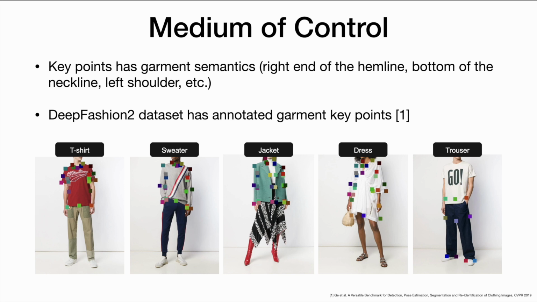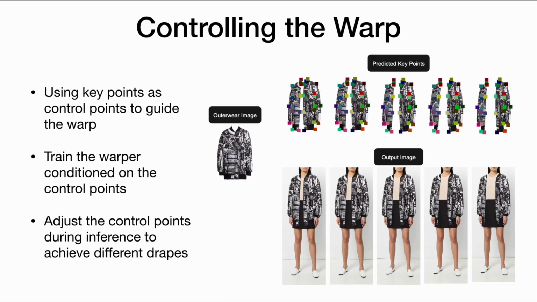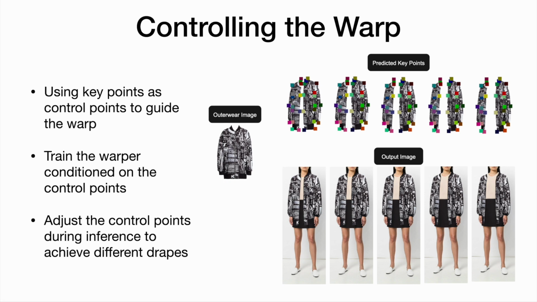Having this garment semantic is really important because it helps us scale the control. For example, if I figure out how to adjust one set of control points on a garment, then I could also apply it to other garments of the same type because all the control points have the same semantic. The way we actually control the warp using the control points is by training the warper conditioned on those control points.